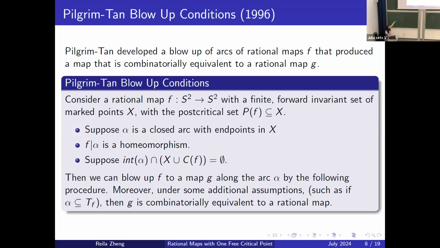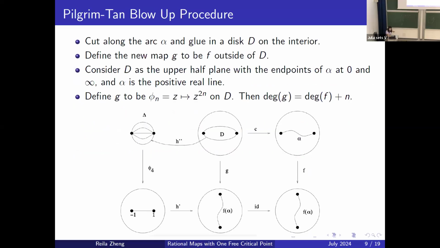So this is, maybe let me give an example. So the way that this blow up works is that you have your original space S, you have some sort of arc, and you have the map F on this sphere.